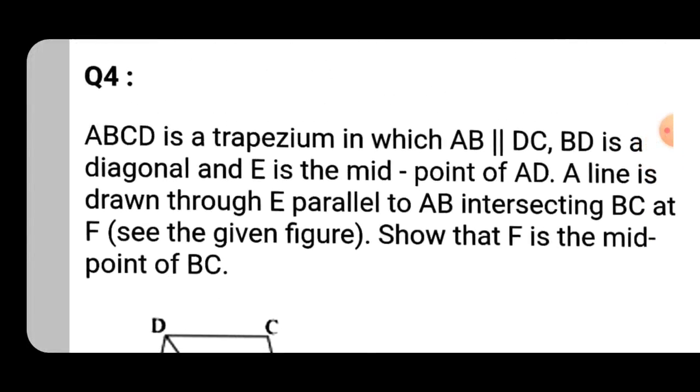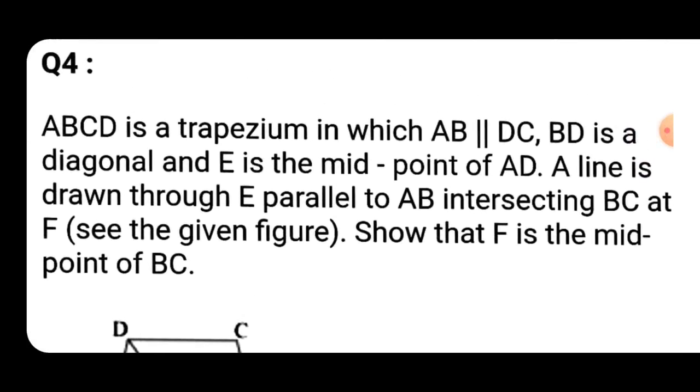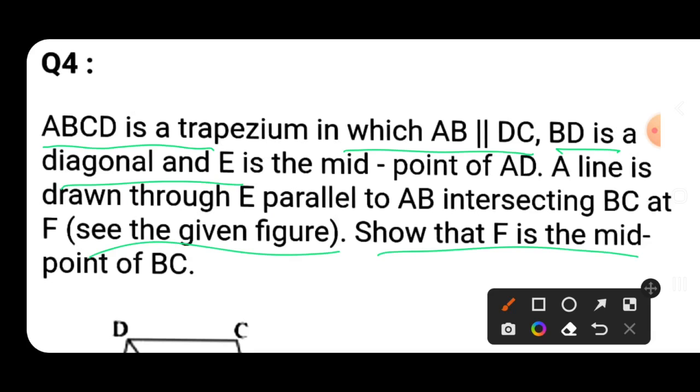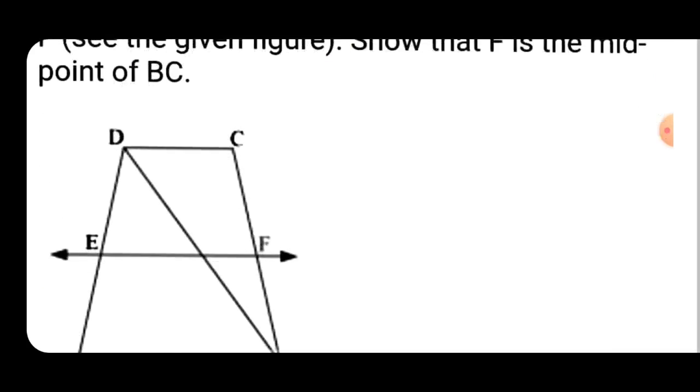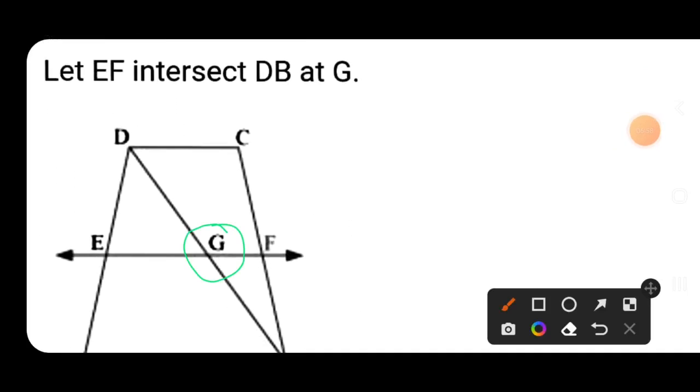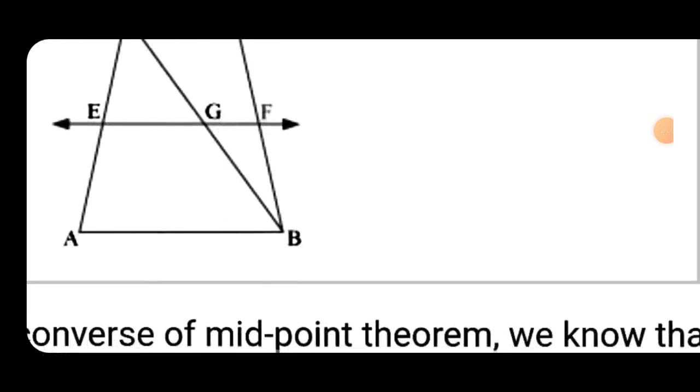Now come on to question number 4. I will read the question first. ABCD is a trapezium in which AB is parallel to DC, BD is a diagonal and E is the midpoint of AD. A line is drawn through E parallel to AB intersecting BC at F. You can see the figure. Show that F is the midpoint of BC. Come to the solution part. Let EF intersect BD at G. We have assumed that EF intersects BD at G.